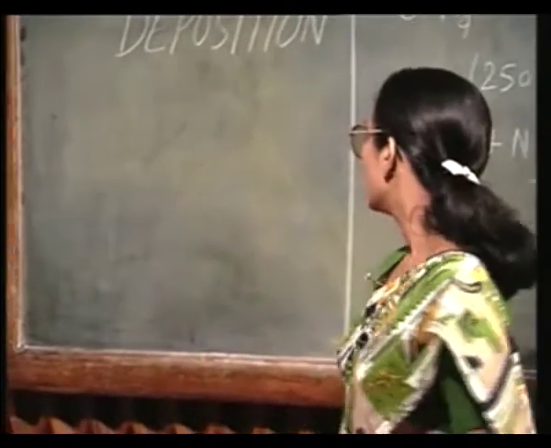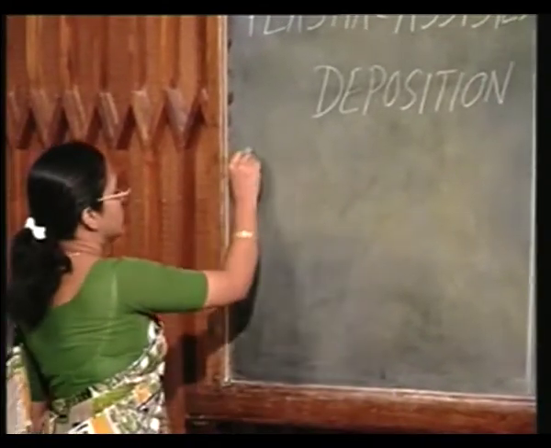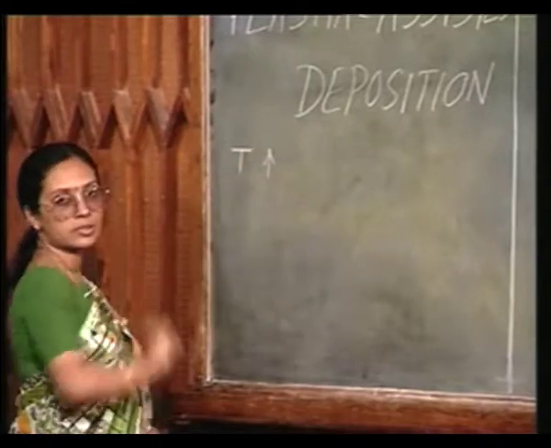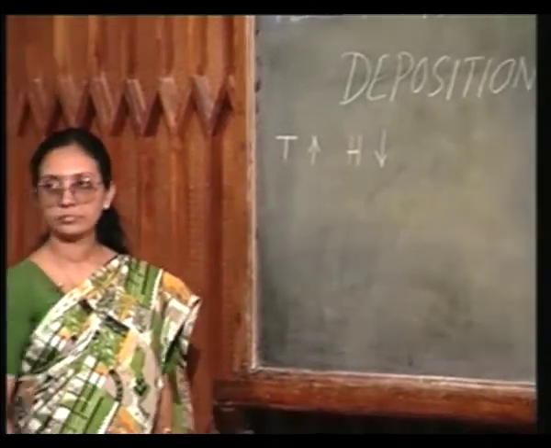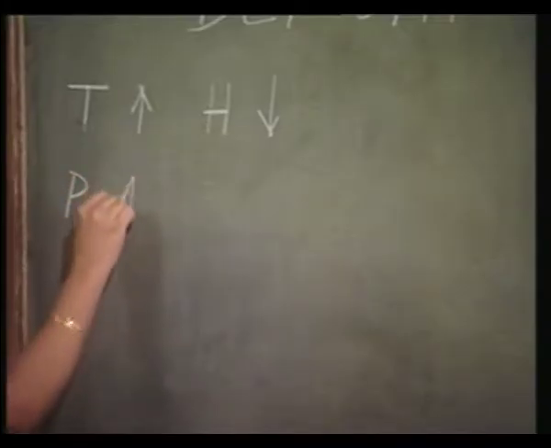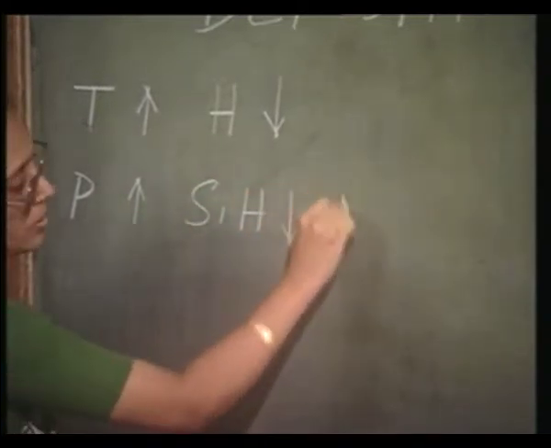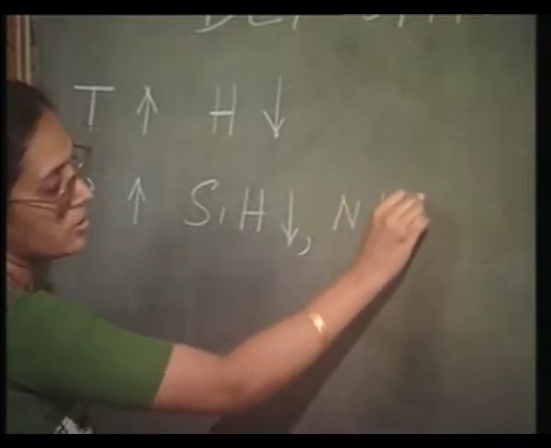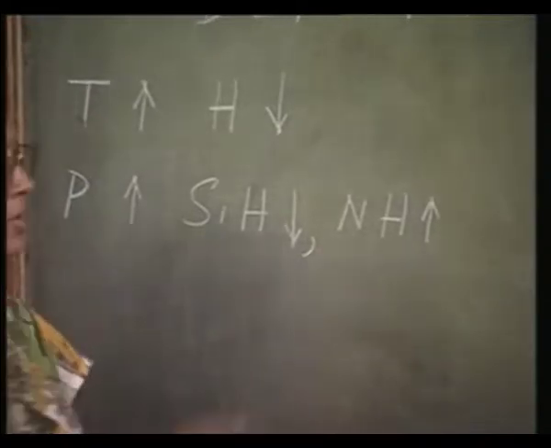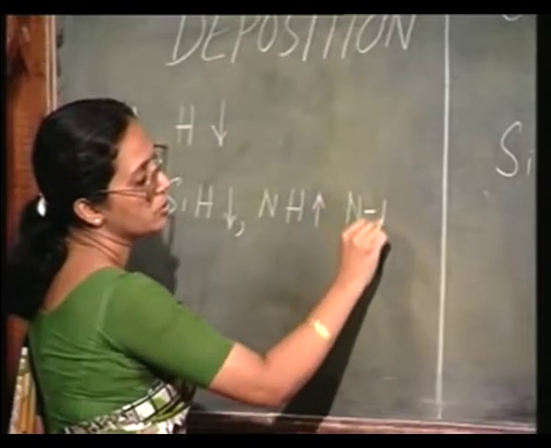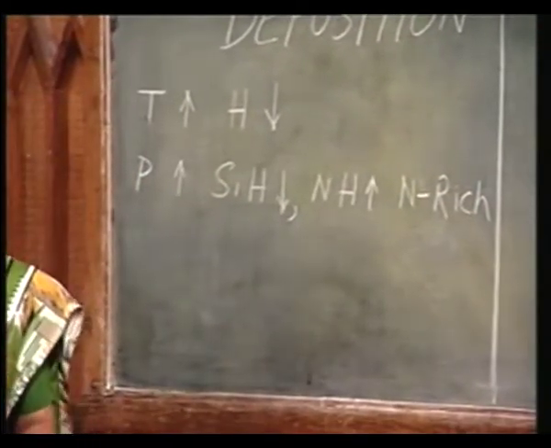Okay. So, we can sum it up like this. As we increase the temperature, hydrogen concentration is going to decrease. As we increase the power, SiH is going to decrease, NH is going to increase, so that the total hydrogen concentration remains more or less same, but the film becomes nitrogen rich. Okay.